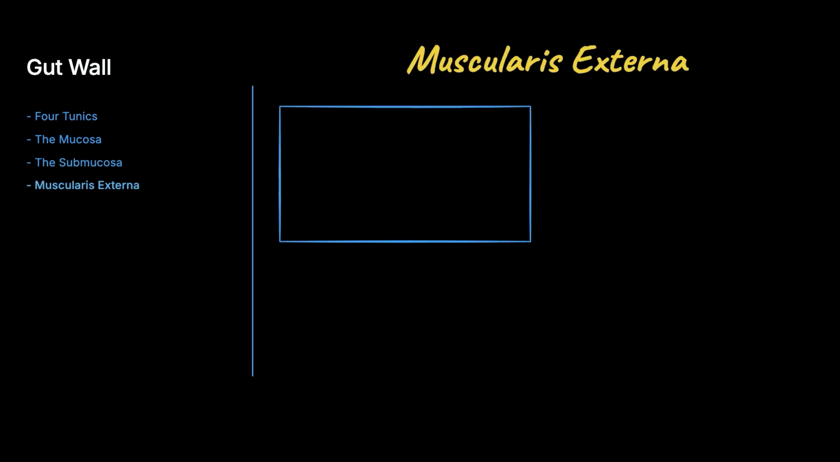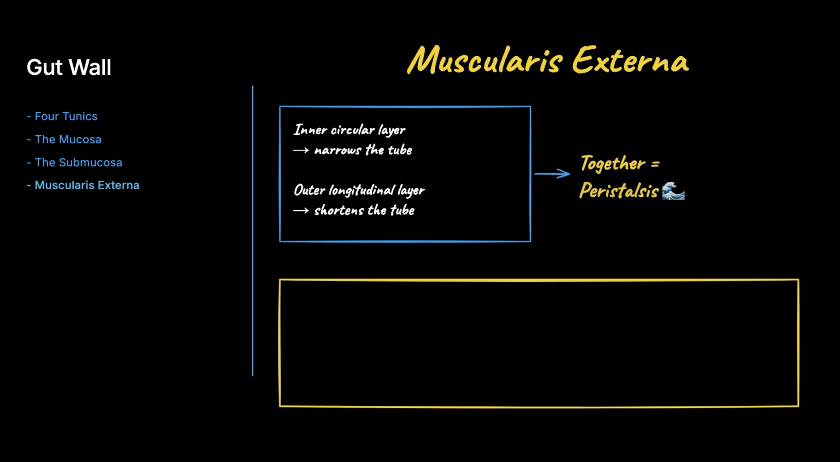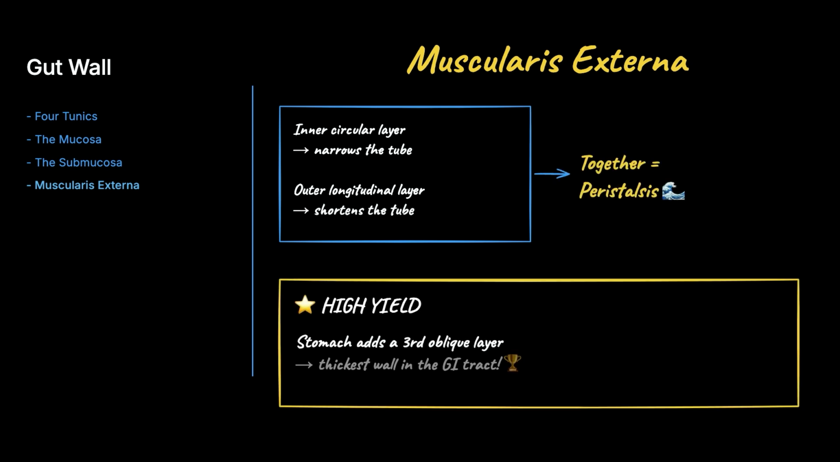The third layer is the muscularis externa, responsible for movement. Usually it has 2 smooth muscle sheets, an inner circular layer that narrows the tube, and an outer longitudinal layer that shortens it. Together they create peristalsis. Here is a high-yield fact. The stomach adds a 3rd oblique layer, making its wall the thickest.